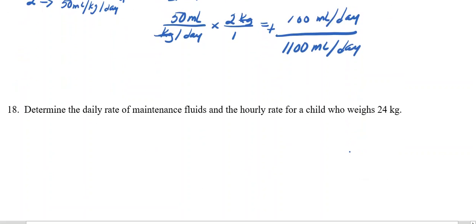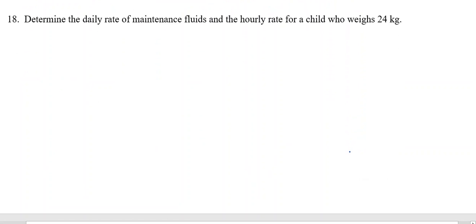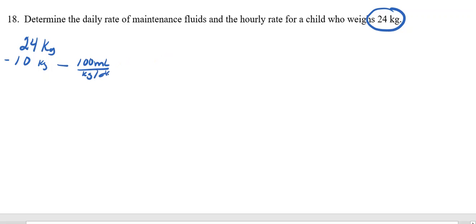Okay, and then let's go on to 18. This child weighs 24 kilograms. So again, refer back to our maintenance chart. I'm going to take the first 10 kilograms of her weight, and remember, the first 10 kilograms is 100 milliliters per kilogram per day. And that leaves me with 14 kilograms.